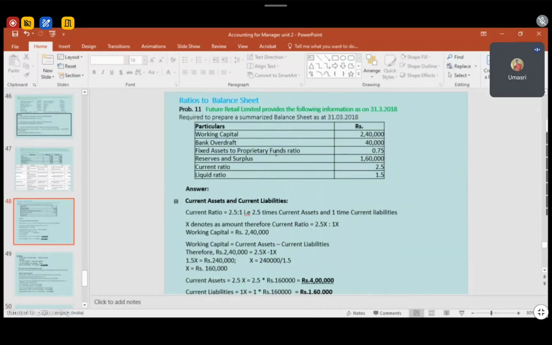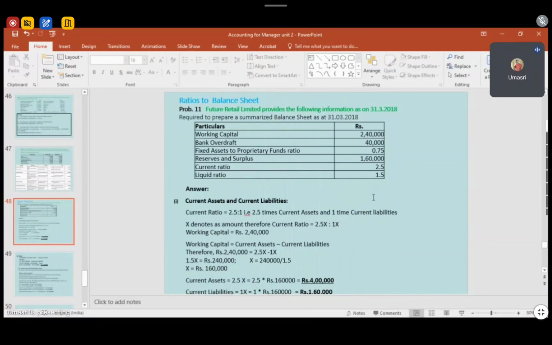Let us do this problem, so you can understand. See here, working capital is given as 2,40,000, bank overdraft 40,000, fixed assets to proprietary fund ratio 0.75, reserves and surplus 1,60,000, current ratio 2.5, liquid ratio 1.5. Only this information is available. What you are required to prepare is a summarized balance sheet as at 31/3/2018. So now, what information is available? Within the available information, you have to find out one from another, right?